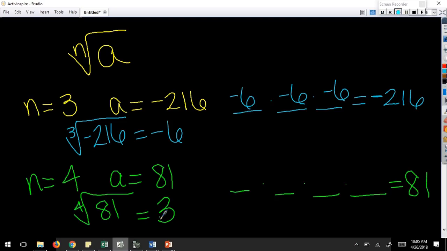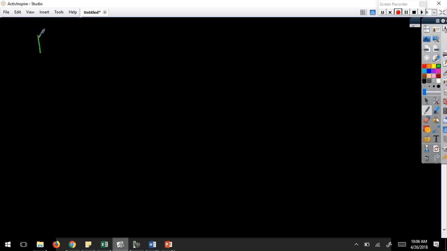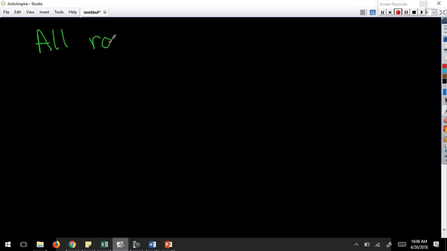Here's what you have to understand about roots, though. All roots, all radicals, which are roots, can be written as exponents.